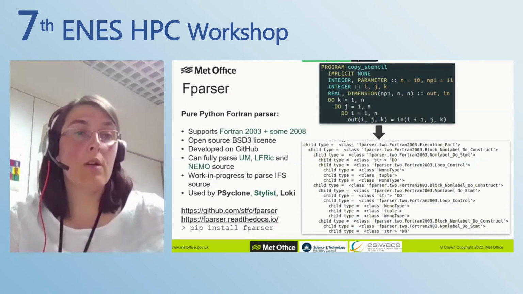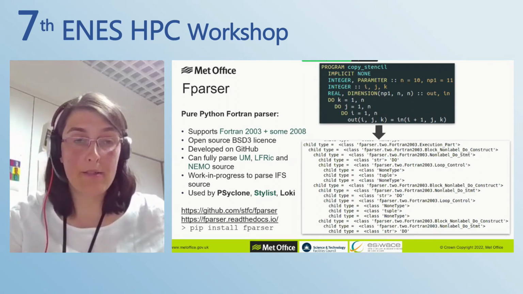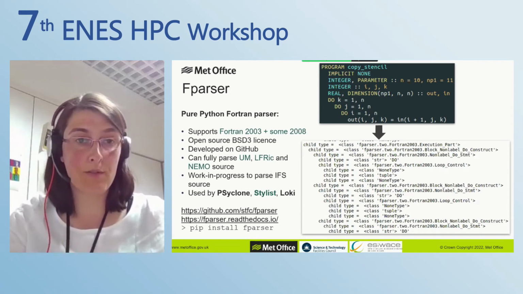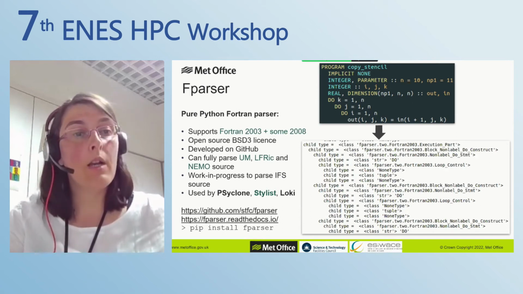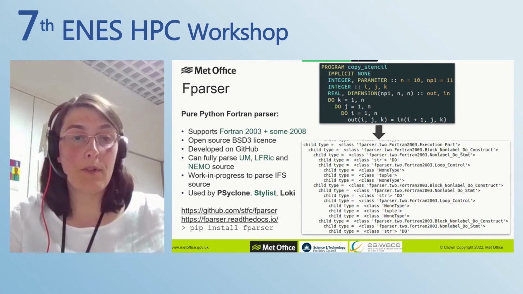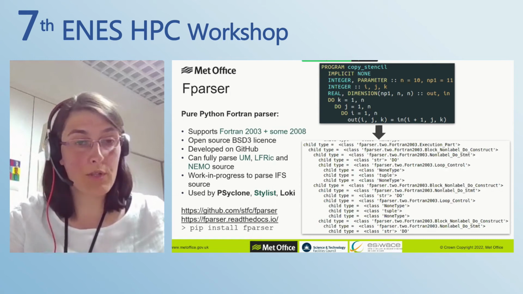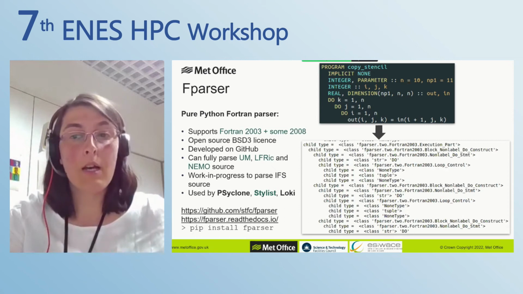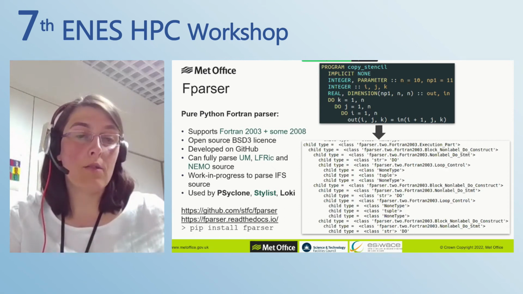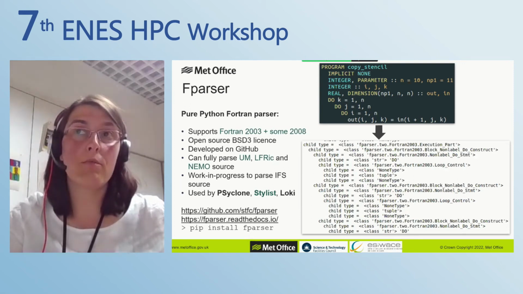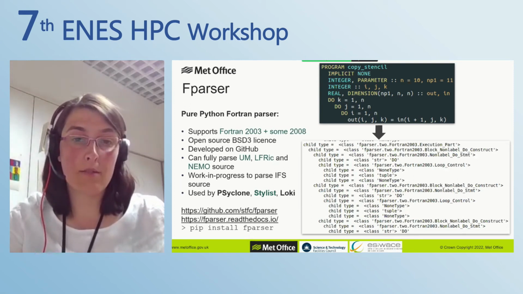PSyclone uses a tool called fparser, which is a pure Python Fortran parser that supports Fortran 2003 and some of 2008. It can fully parse the Unified Model, LFRic, and NEMO source. There is some work in progress to parse the IFS, and it's used by the PSyclone stylist, which is the application used in the Met Office to check the code style, and Loki.